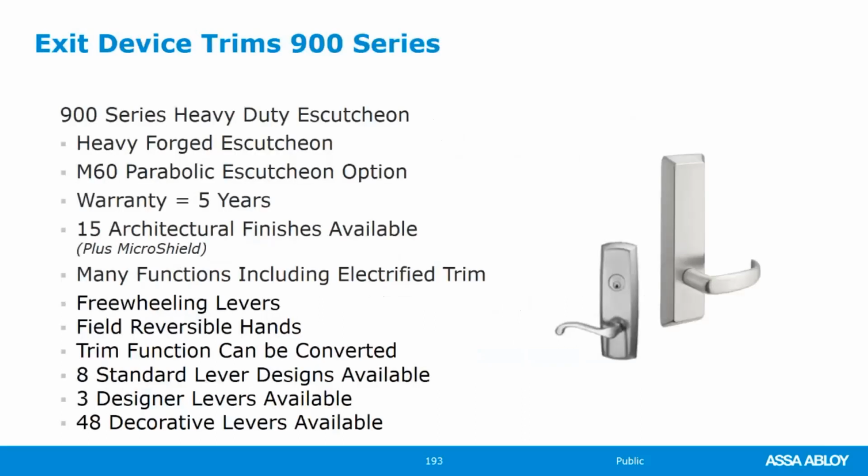This is our 900 series heavy-duty escutcheon type trim. It is a heavy forged trim. The one on the bottom left that I'm showing you is our M60 option, which gives us a parabolic design. It is a much nicer look than our standard rectangular escutcheon. Unfortunately, we don't show it very well in the catalog. We don't promote it as well. This is available. I don't even believe there's a major upcharge for it, but it gives us a more designer look, and it separates us from a utility look on that device.